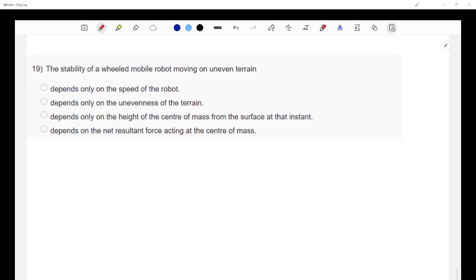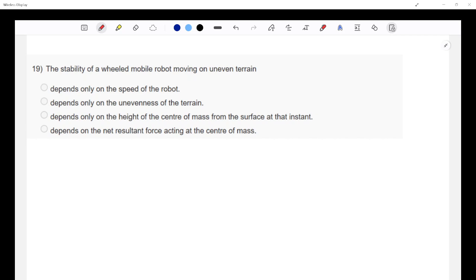So the stability of a wheeled mobile robot on uneven terrain depends only on the speed of the robot, depends only on the unevenness of the terrain, depends only on the height of the center of mass from the surface at the instant, depends only on the net resultant force acting at the center of mass. Okay. So the core idea here is stability of a robot on uneven terrain is measured by whether the robot tips or stays balanced. So if all the forces acting on the robot combine into a net resultant force at the center of mass, which we already saw, which includes gravity, inertial forces and contact reactions.